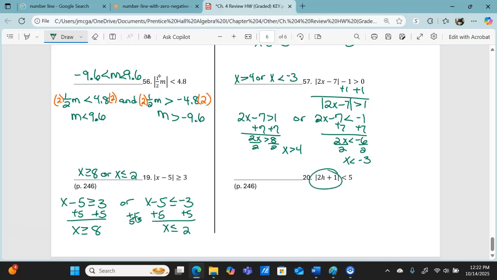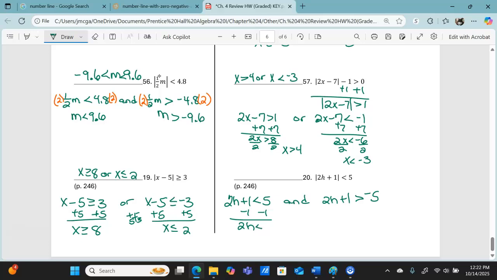And here we are isolated on our absolute value, so we can go right into our statements. We have a less than, so we're going to use an and. So guts of the absolute value less than 5, and guts of the absolute value, change the direction of the inequality, change the sign of the answer.